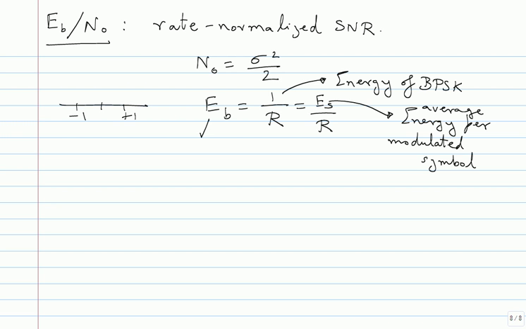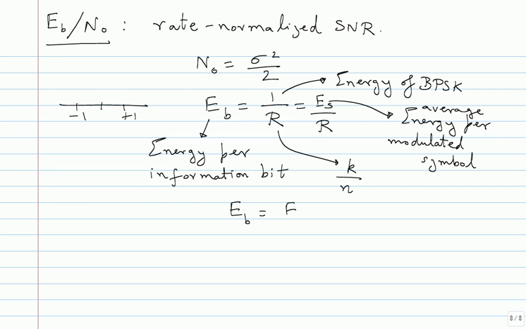Okay, what is this EB? This is energy per information bit. Am I right? Okay, what is this R? R is K over N. If I divide by R, will I get energy per information bit? Yeah, I will. So if I divide by R, what happens? EB becomes ES times N divided by K.